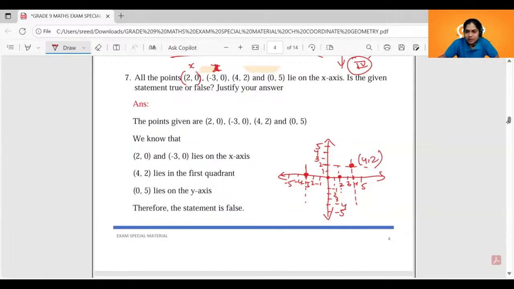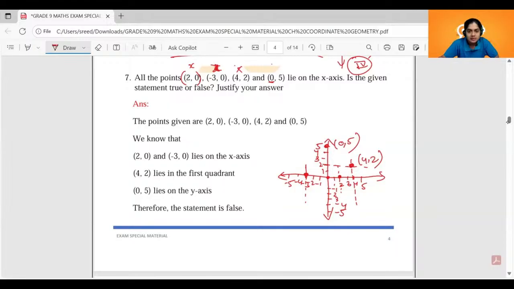Do they lie on the x-axis or y-axis? No, it's not lying on any axis. It's lying in a quadrant, right? So definitely it's not lying on the x-axis. Okay, what about (0, 5)? 0 is the x coordinate and 5 is the y coordinate, right? So definitely this point will be (0, 5), right? It lies on the y-axis actually.